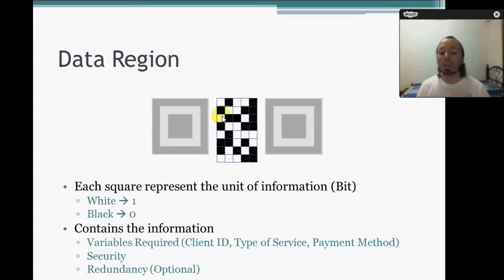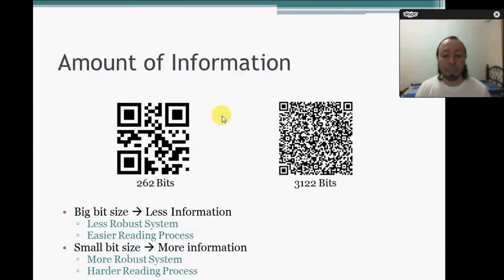Okay. Additionally to this information, we may need to add some security, right? We may need to dedicate some bits within the QR code to security to make our system more secure. And optionally, we can add redundancy as well. Okay.